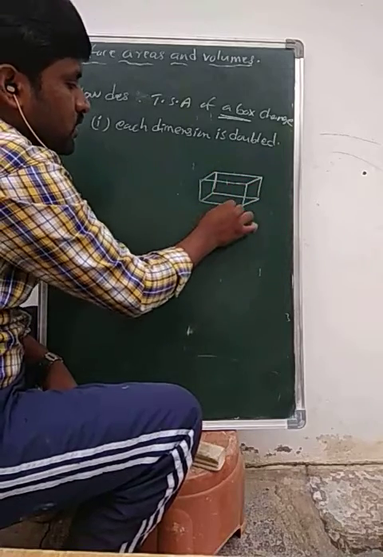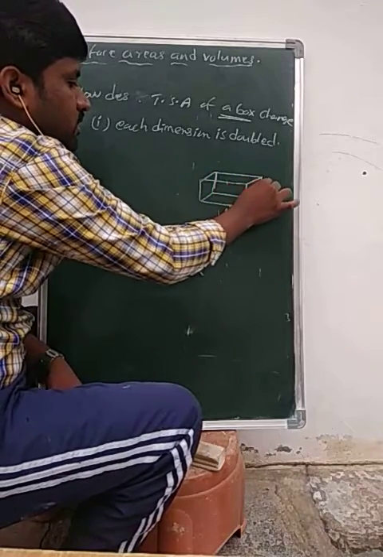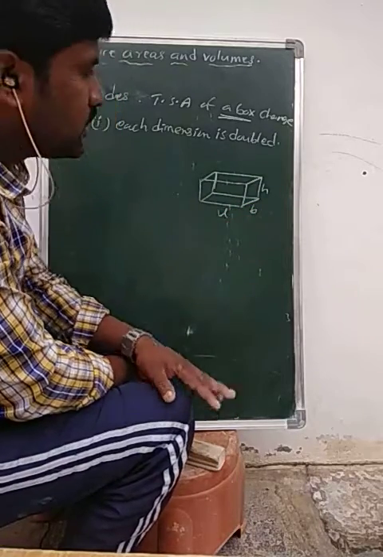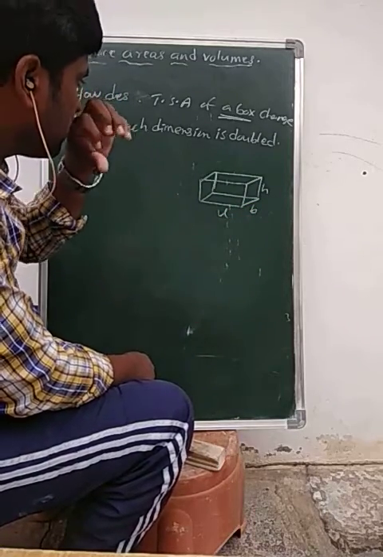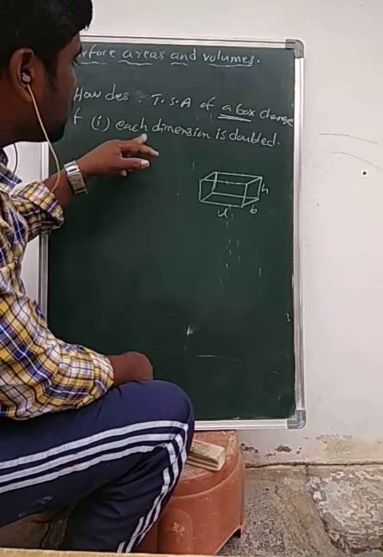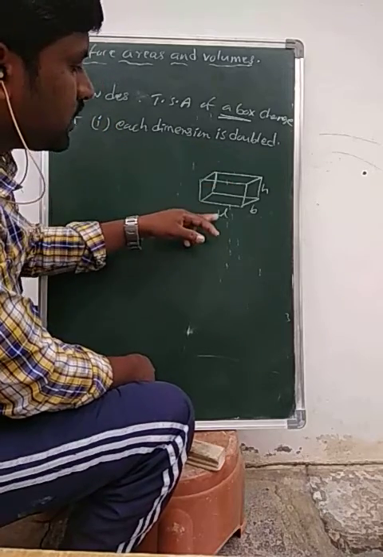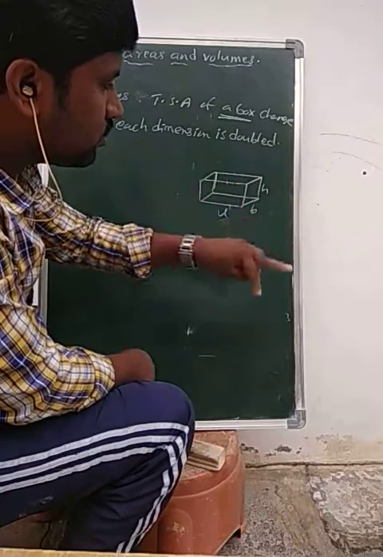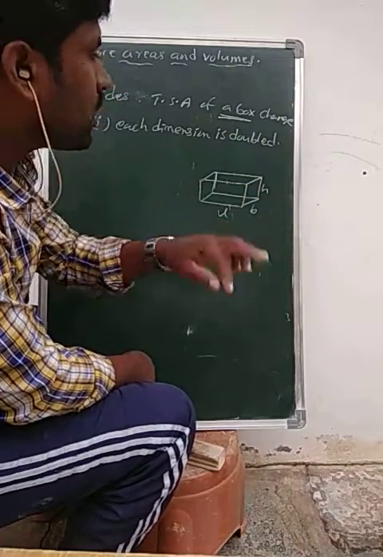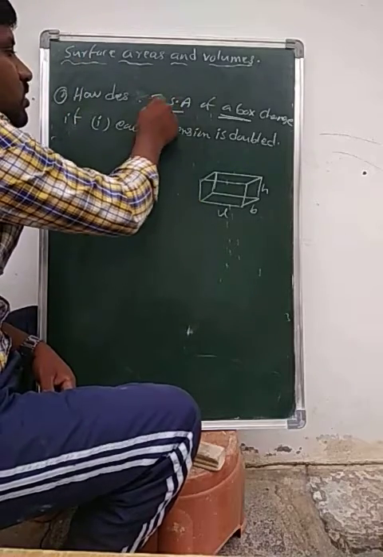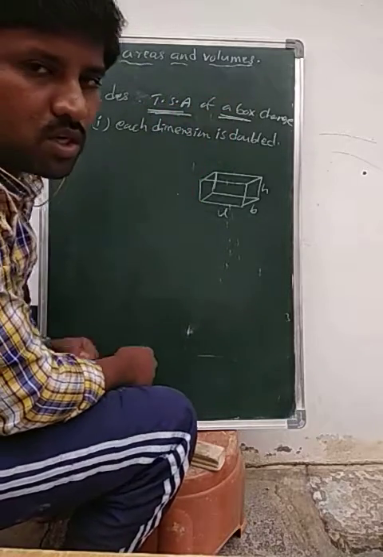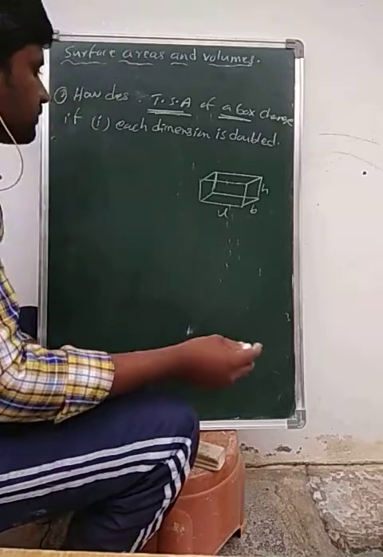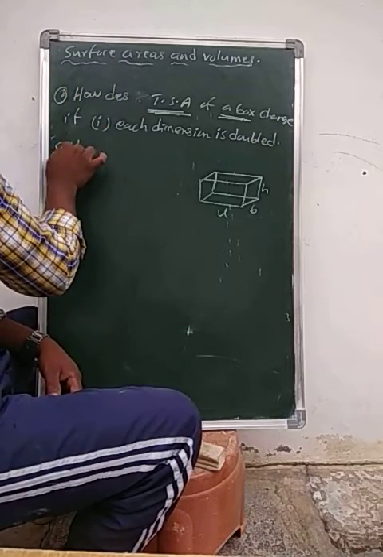Now what are the dimensions of a cuboid? We know that is length, breadth, height. So these are the dimensions of a cuboid. So what is our question? Each dimension is doubled. If length doubled, breadth also doubled, height also doubled, then what happened? What is the change in the total surface area of a box? Now see its solution.